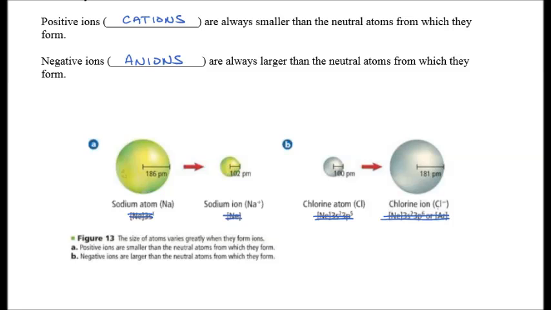And we see that a sodium atom, when it turns into a sodium ion, gets smaller. A chlorine atom, which is a nonmetal, when it turns into a chloride ion, gets larger. And that's the trend we have to know. A cation is smaller than the atom from which it came, and an anion is larger than the atom from which it came.